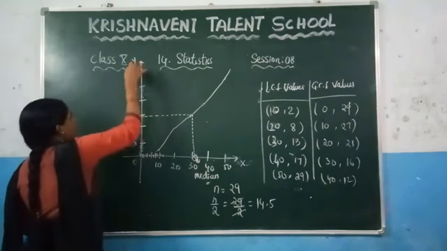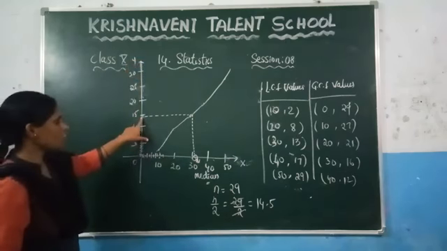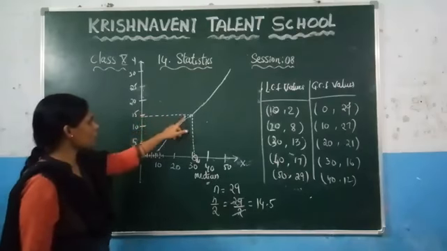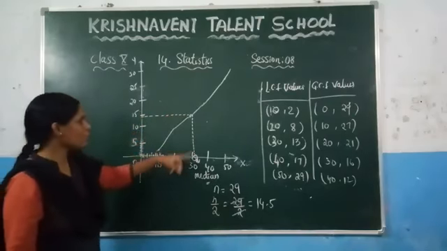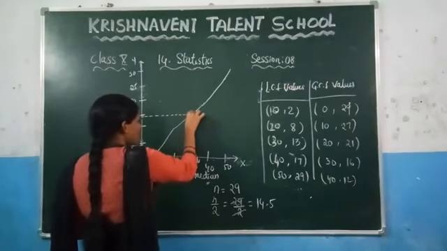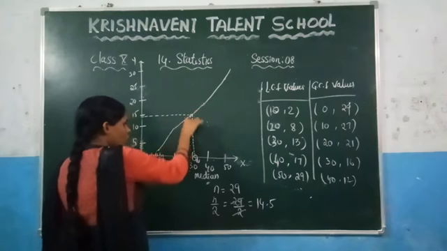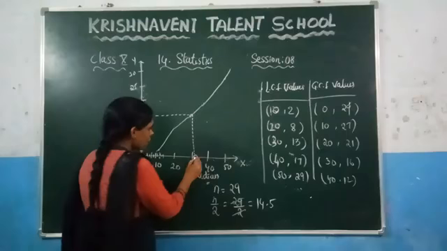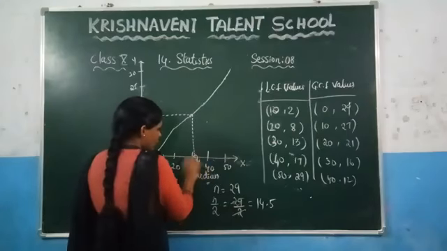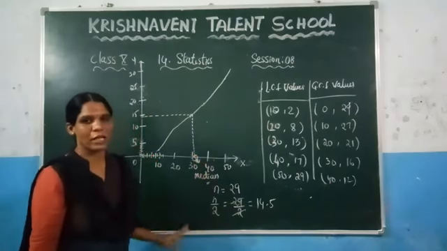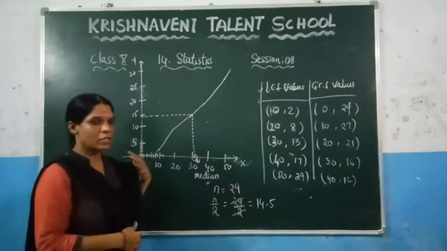This is the y-axis, right? And you know that 14.5 will be located somewhere here, and at that point draw a line parallel to the x-axis and you reach the point on the curve where it touches the curve. At that point you need to draw one more line parallel to the y-axis. And here you can observe that this point touches the x-axis at this point. Where it touches the x-axis, that will be the median value. Like this, you can calculate the median without using the formula.